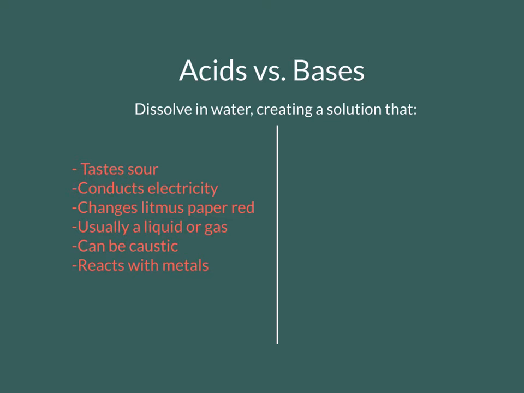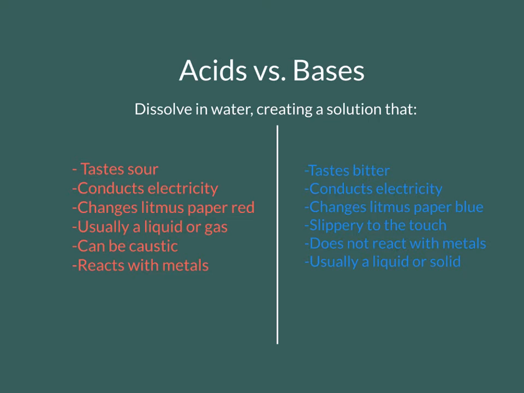Acids can be caustic, meaning that they can cause burns on skin or even dissolve matter, and they're all going to react with metals. On the other hand, when bases are dissolved in water, they create a solution that tastes bitter, also conducts electricity because of the formation of ions, changes litmus paper blue, is slippery to the touch, and does not react with metals. If they're not dissolved in water as a solution, they're usually going to be a liquid or a solid.